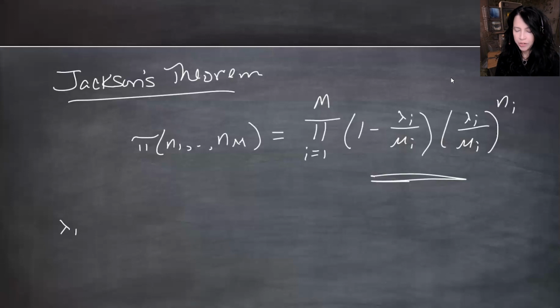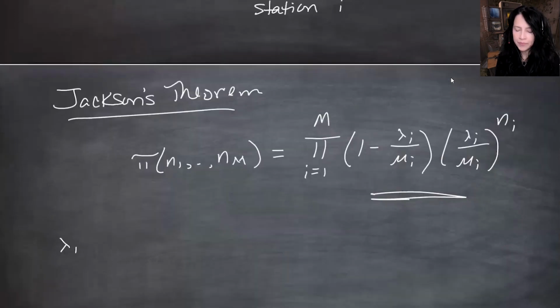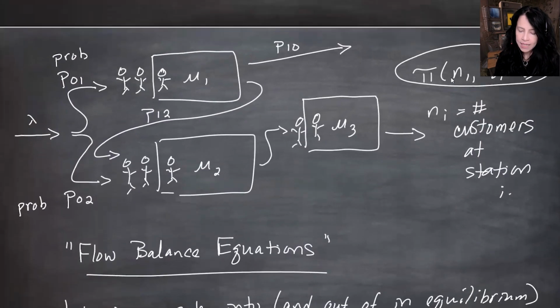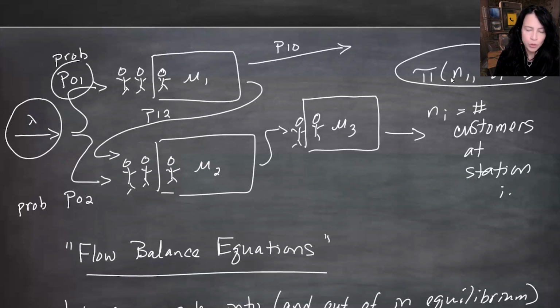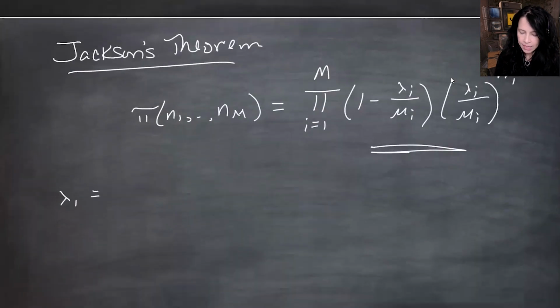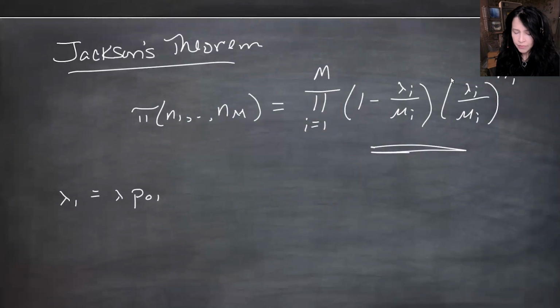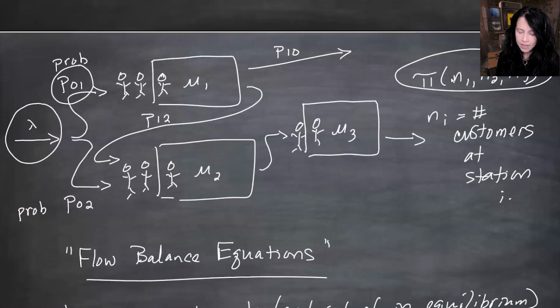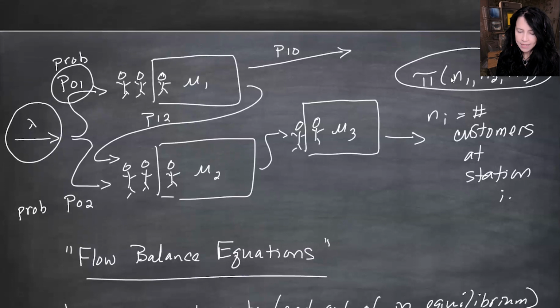Of course, I don't have the picture in front of me anymore. The rate into server 1 is equal to the rate into the system thinned out, or multiplied, by P01. This is lambda times P01. And then that is it. That is the only arrow going into server 1.